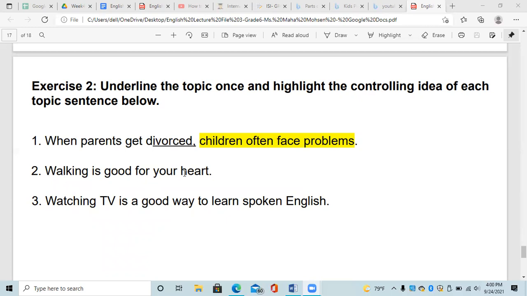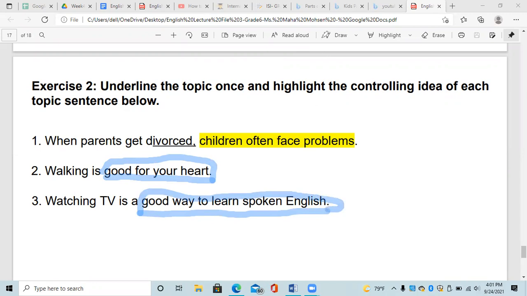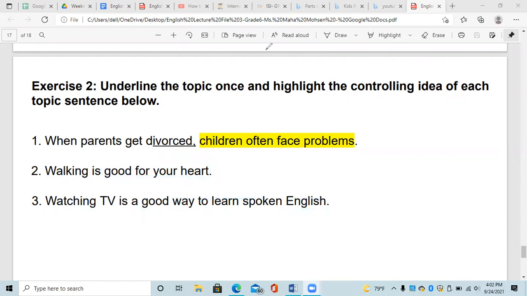The second one, walking is good for your heart. The topic is walking, and the controlling idea, what are we going to talk about under this topic, walking? That it's good for your heart. Number three, watching TV is a good way to learn spoken English. So the topic is watching TV. What are we going to talk about under the topic watching TV? It is that it's a good way to learn spoken English. So this would be, let me show you, the controlling idea. This is the controlling idea. Let me circle it. Okay. These are the controlling ideas. And let's underline the topics. Here it's walking, and here it is watching TV. All right. So let me remove them and move to the last exercise.